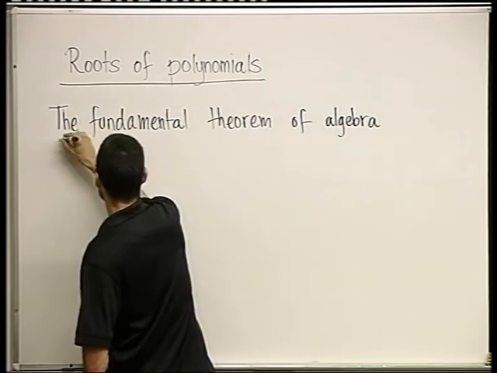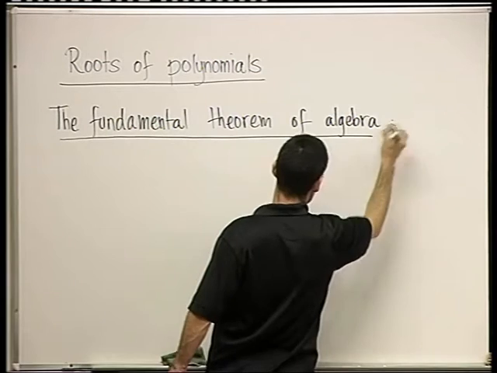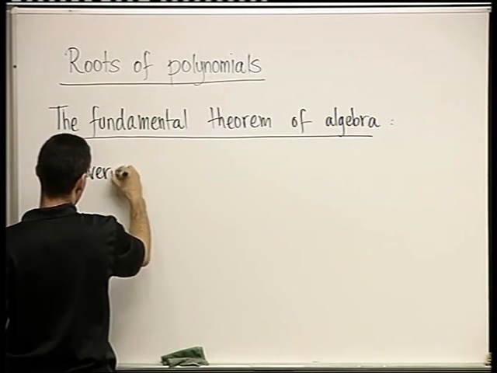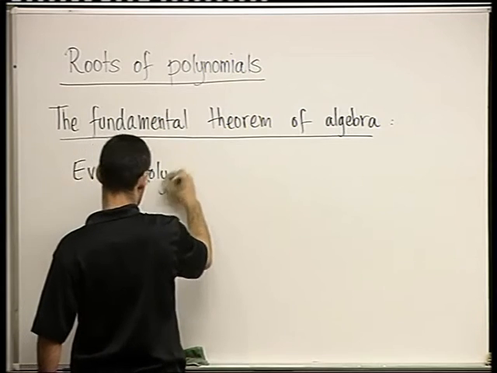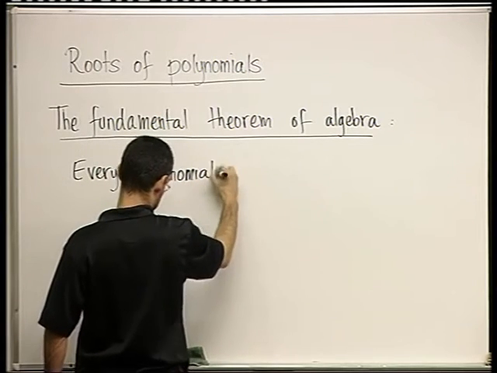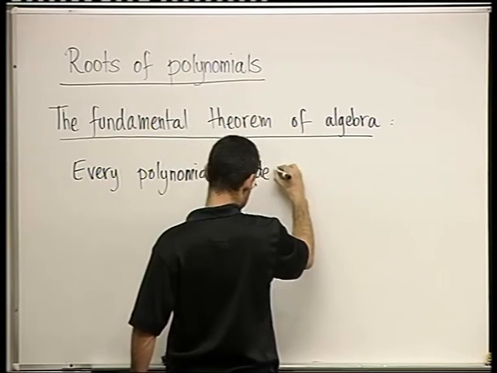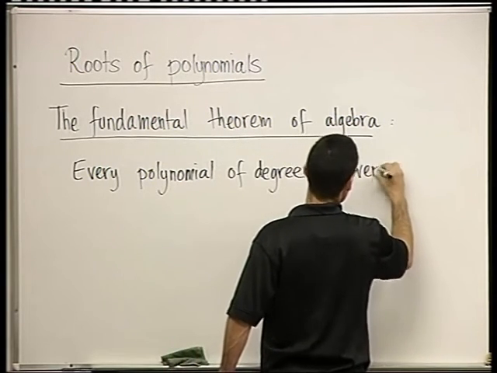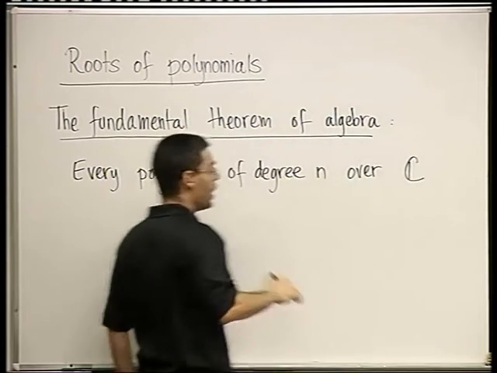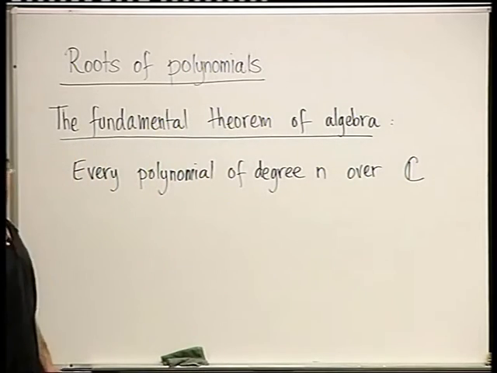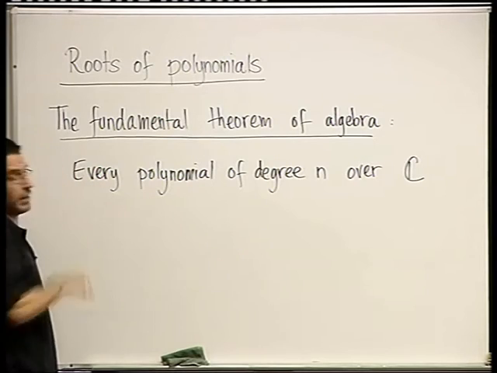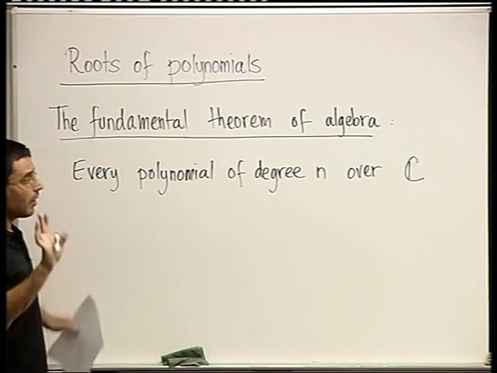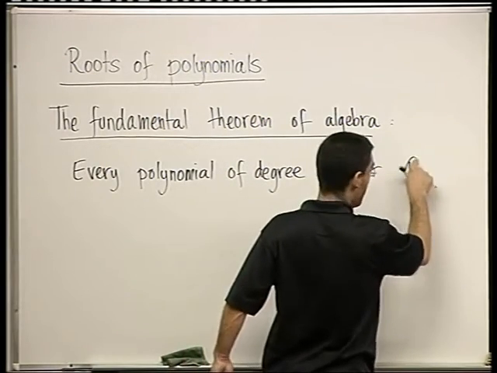And what it says is that every polynomial of degree n over C, meaning we're allowed to work with complex numbers, both for the coefficients and for the roots. Our world is complex.